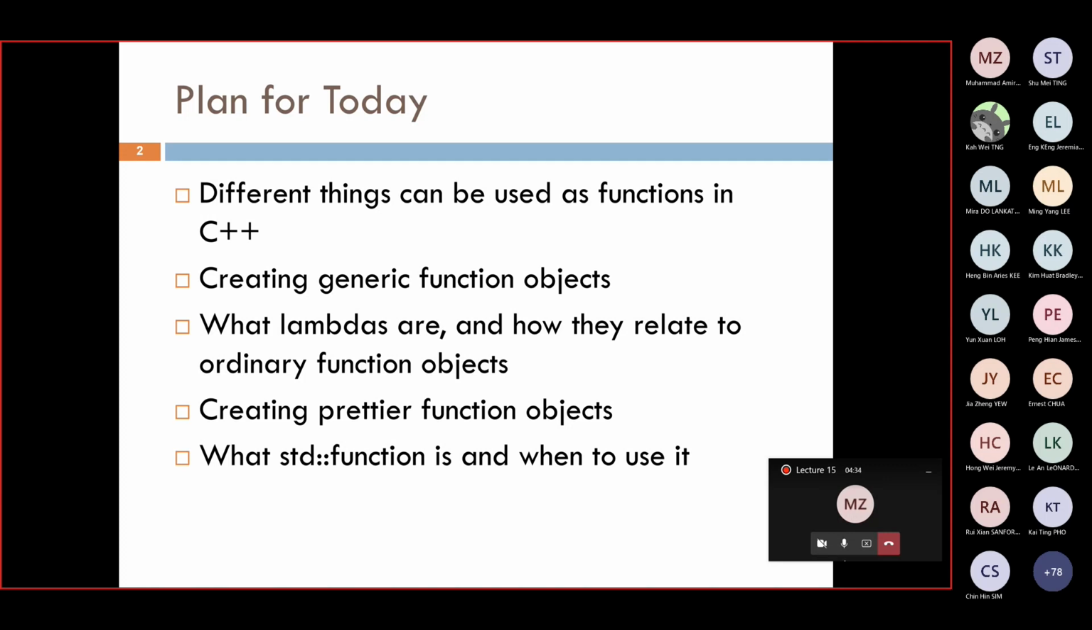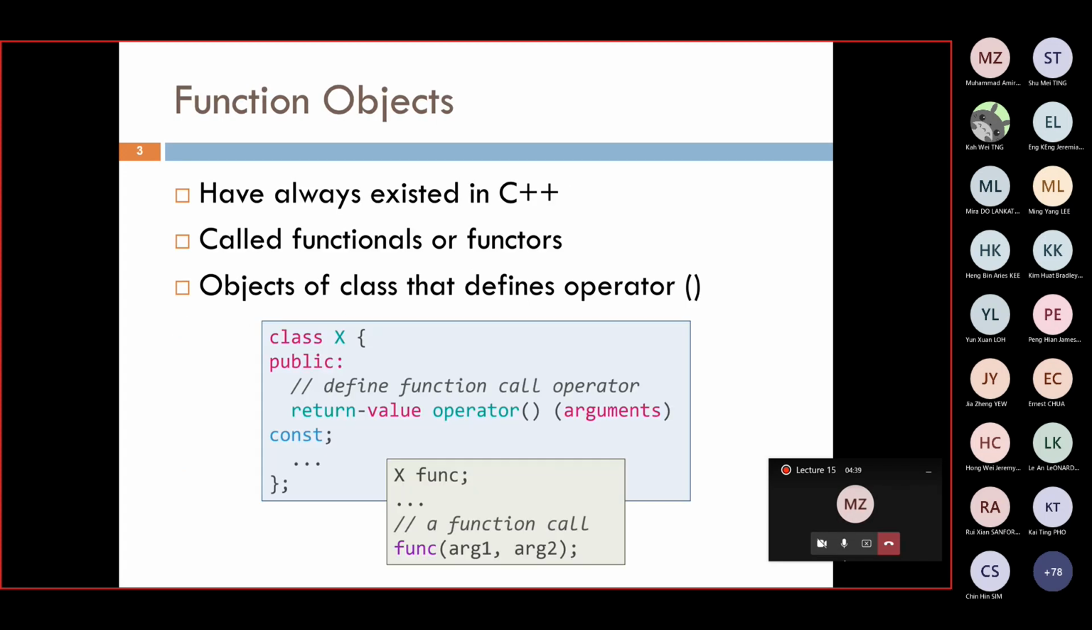So we're going to continue on to function objects. These have always existed in the language since the early days, so there's nothing new about them. Different people call them different things: functors, functionals. A lot of it is related to terminology from mathematics. So I just call them function objects. It's simple. Some people call them functors, but it sounds kind of weird, so I don't use it.